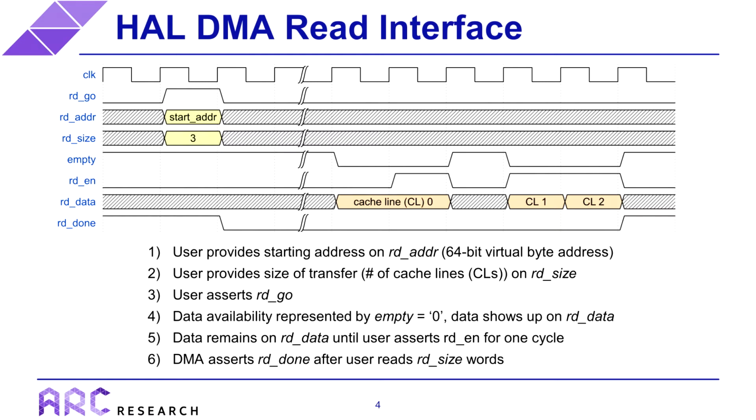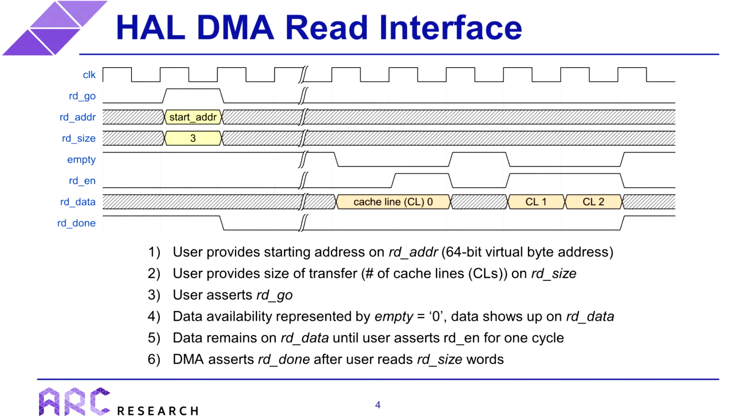And then to tell the interface that you have read that, you assert the read enable signal for 1 cycle. If you don't assert read enable, the current piece of data will just stay on read data indefinitely until you do assert read enable. Anytime that empty is 1, you should absolutely not read because there's nothing available. You see that after cache line 0 is read, there's no data available for 1 cycle, and then empty is 0 again.